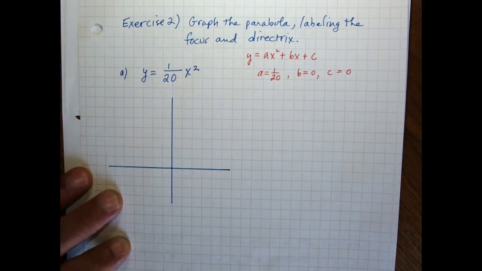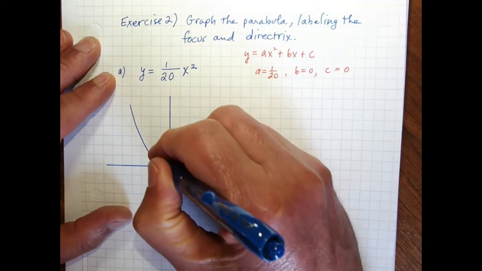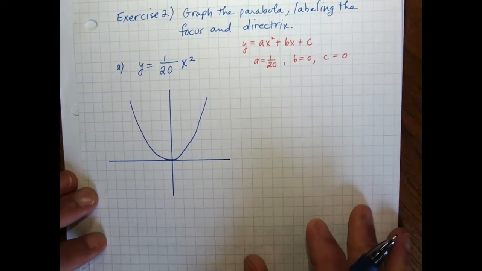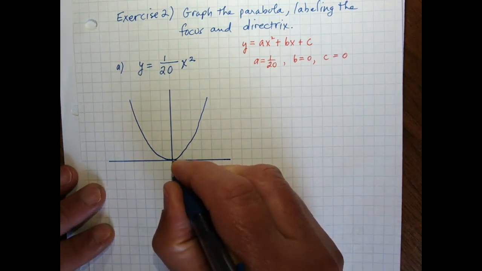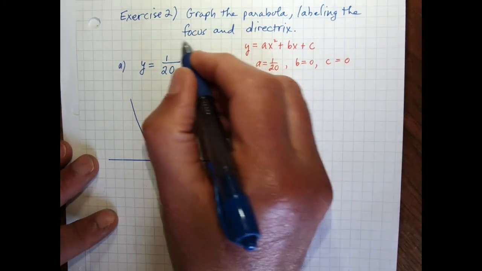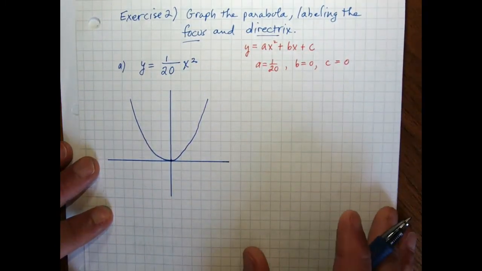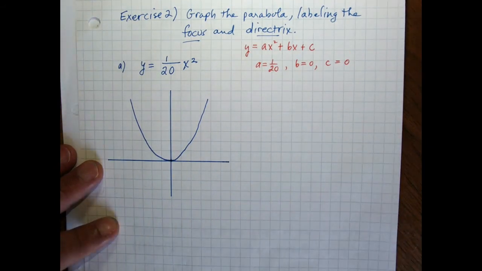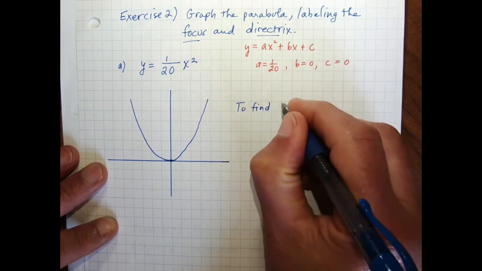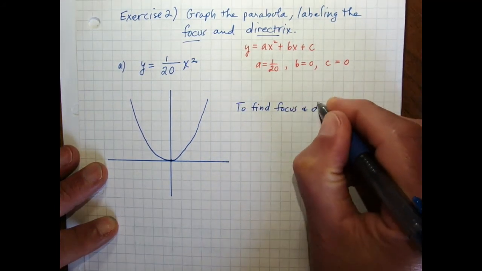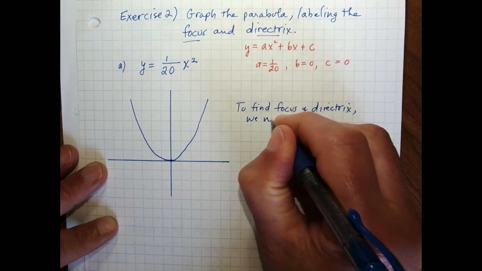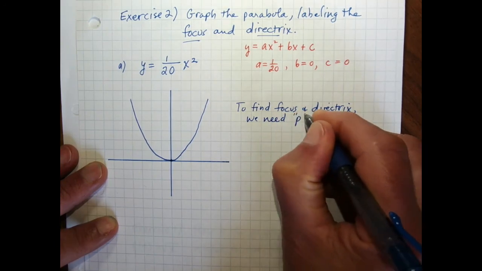So we actually can draw a rough sketch of the graph without even plotting any points, because we know the vertex is at 0, 0. But what's new for us here is we're now going to label and find the focus and the directrix. So to find the focus and the directrix, we need p, the p constant.